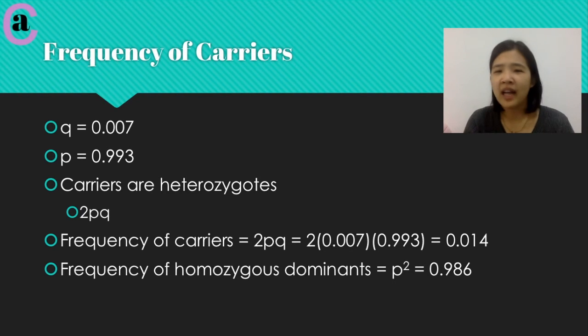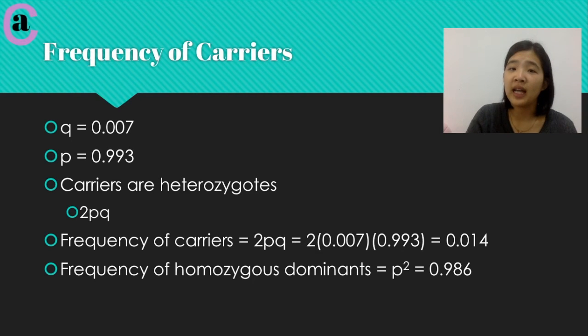And then from that, just in case the question has another part to it or we're just curious, we can also see the frequency of homozygous dominance. So the aliens who do not have any recessive alleles, and that would be p squared, or 0.986. So that's it. It's pretty simple.